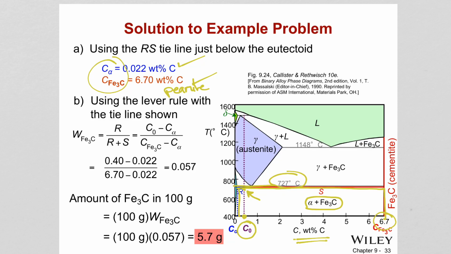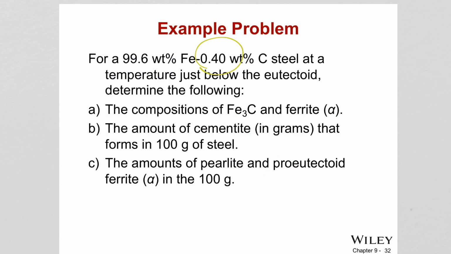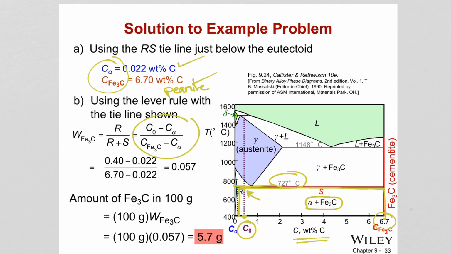Now, using the lever rule with the tie line shown, calculate the weight fractions. Okay, this is easy because we know from the equation the weight fraction of cementite and weight fraction of... let me see what's asked. The amount of cementite that forms. Okay, so see, you have 100 grams of that material. How much of it is cementite? Now we are talking about the weight fraction.